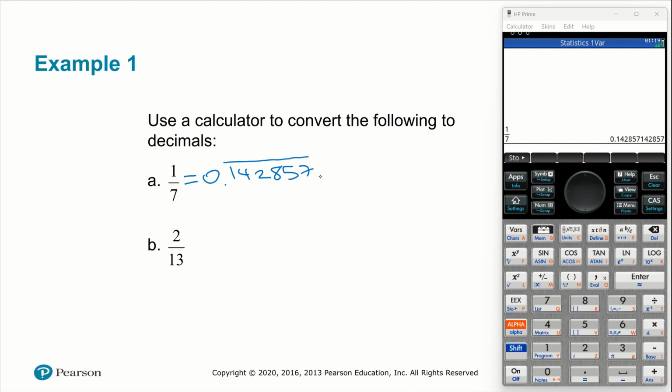Okay, so let's look at 2 over 13. So we get 0.153846, 153846. So you can see the repetend is 153846. So we just write it and put a bar on top of it. That means go ahead and repeat that indefinitely.